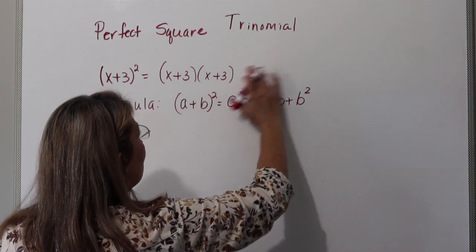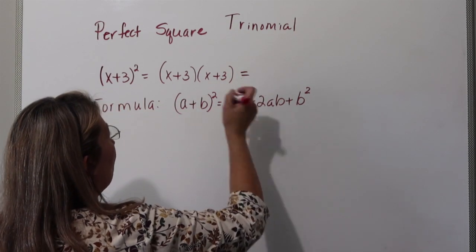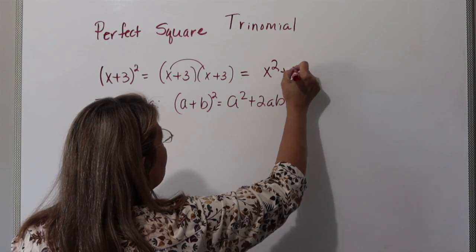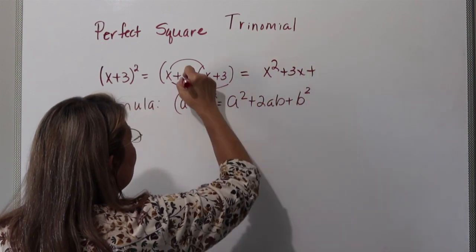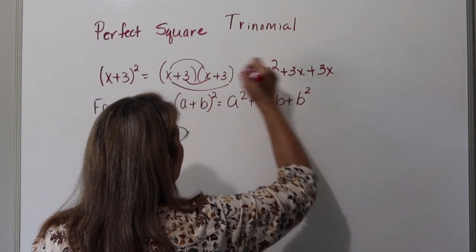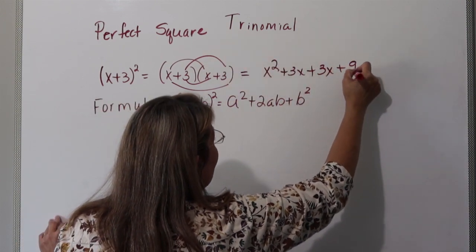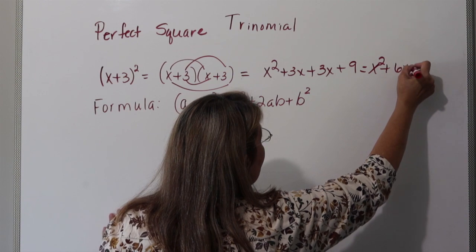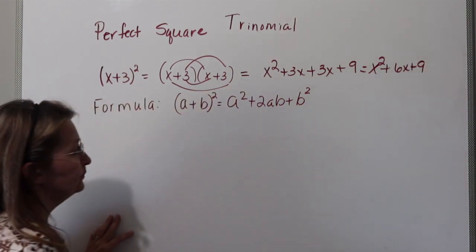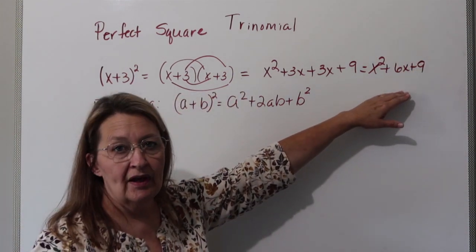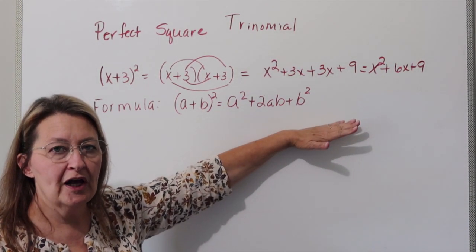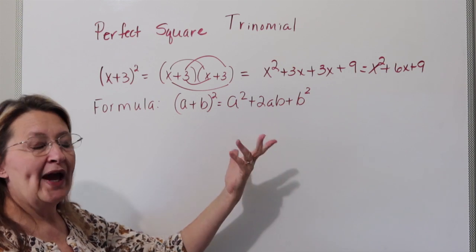Now let's just look at what happens if you FOIL this. I'm going to get x squared plus 3x. That would be those, plus another 3x, plus 9. So I get x squared plus 6x plus 9. Now that's what your answer looks like. Here's the formula for a perfect square trinomial. And you can use this backwards and forwards.